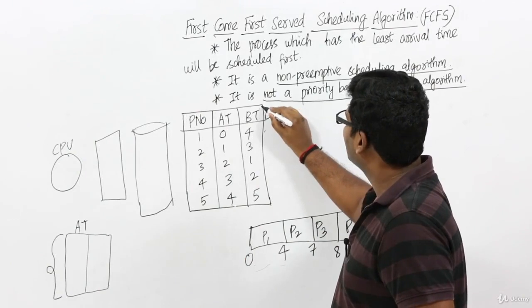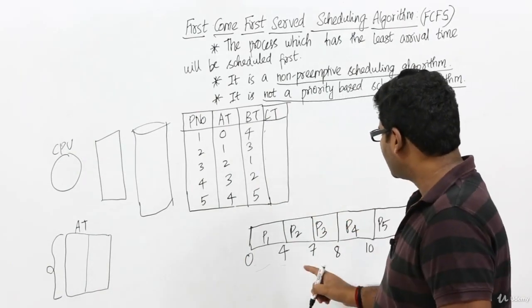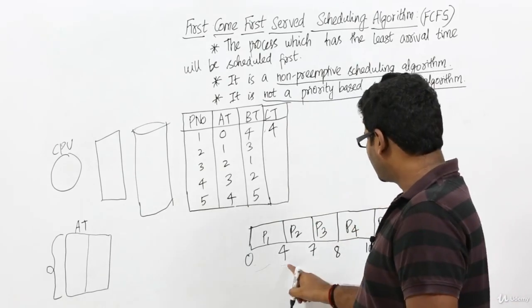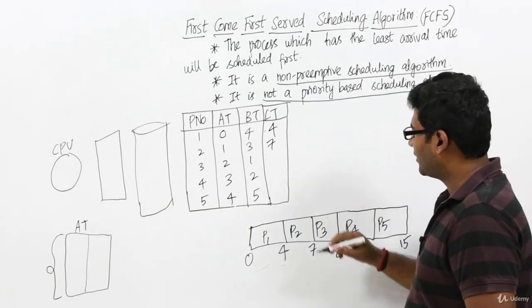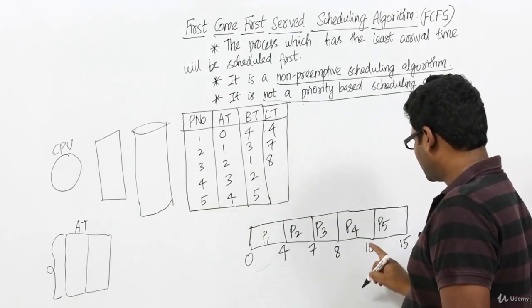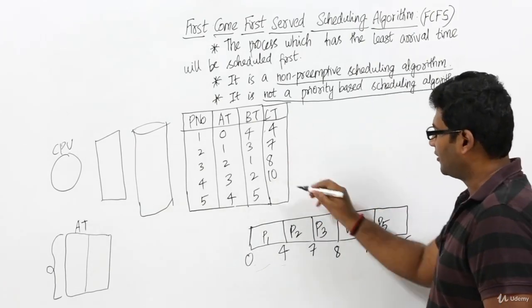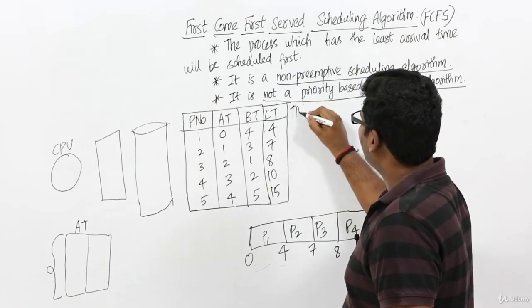Now let's see the completion time of every process. P1 has completed its execution at time unit 4. P2 has completed its execution at time unit 7. P3 has completed at time unit 8. P4 has completed at time unit 10, and P5 has completed at time unit 15. Now let's calculate turnaround time.